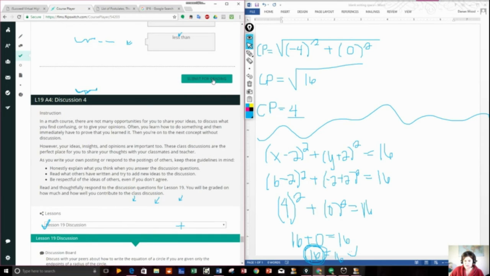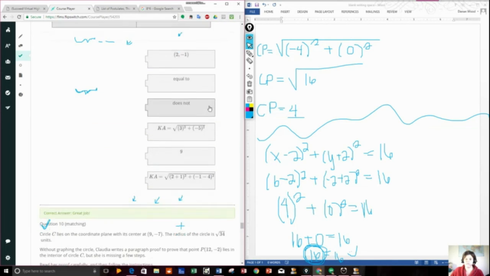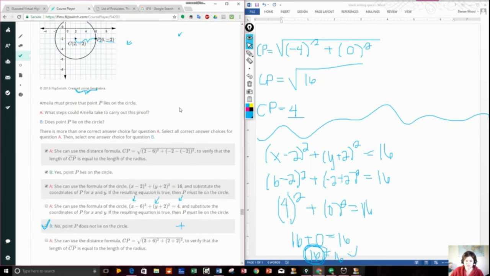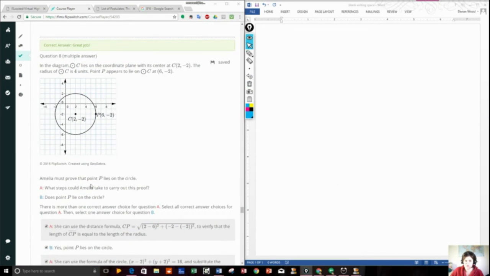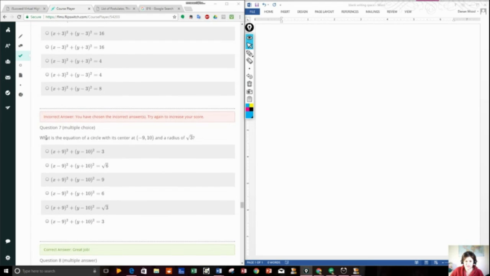Let's check to submit. Make sure we were doing this correct. Great job. All right, so now question 7. What is the equation of a circle with its center at -9, 10, and a radius of the square root of 3? Okay, well, our generic equation is x minus h squared plus y minus k squared equals r squared. Okay, so our center is our h, k, and r is right there.